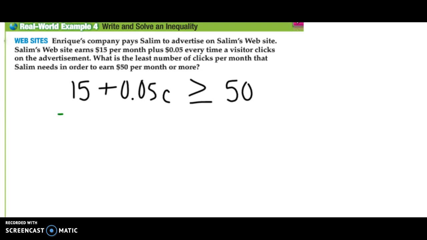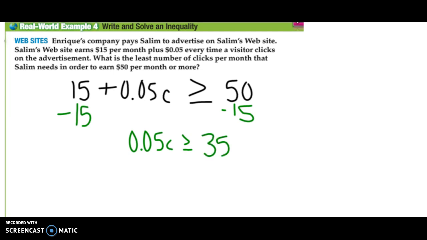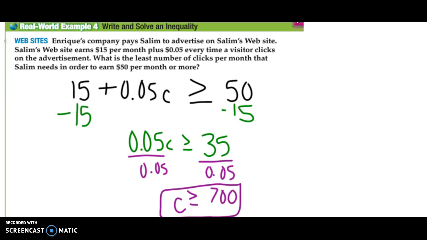Now I just solve it like last time. Subtract 15, and I get 0.05c is greater than or equal to 50 minus 15, which is 35. And now to get c by itself, I divide both sides by 0.05. And so my clicks has to be greater than or equal to 700. So how many does he need? He needs at least 700 clicks to make $50 per month on his website.